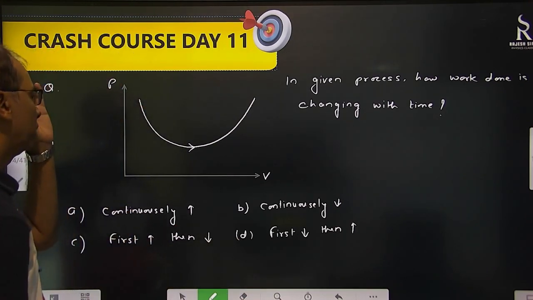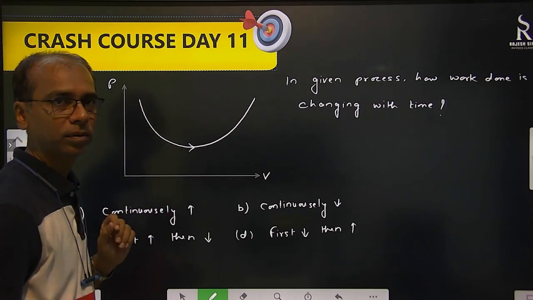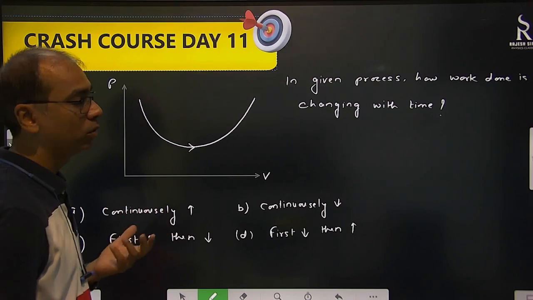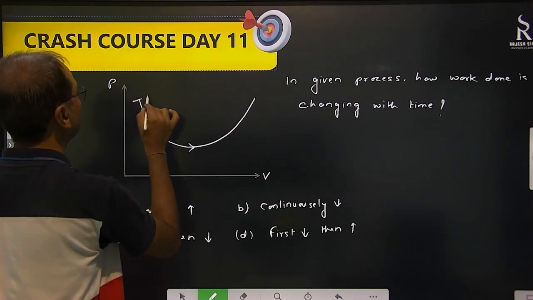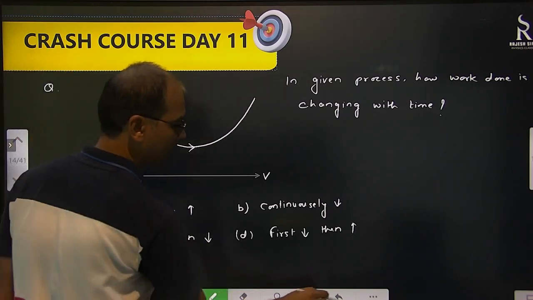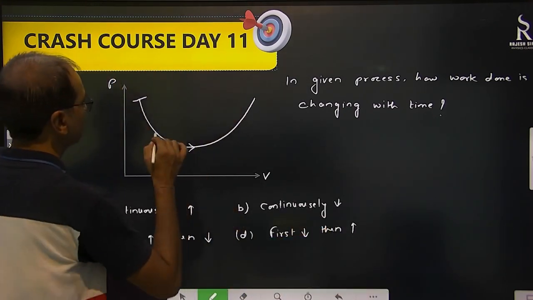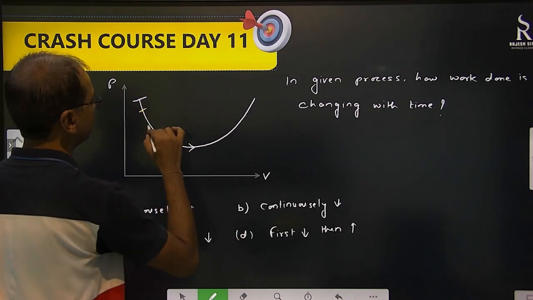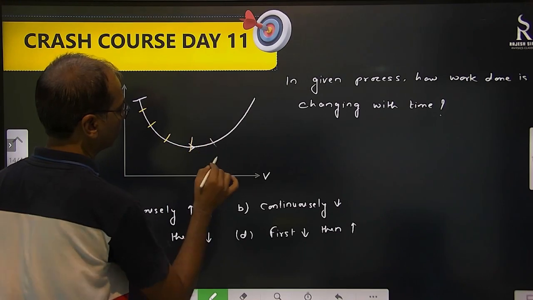Okay, so what we can do? Now, work done means area under PV curve. With time, what is happening? Let's say we are starting from here. Okay, we started from here. And with time, is our position changing? Obviously. After 1 second, let's say you are here. After second you are here. After third second, you are here. After fourth second, you are here. After fifth second, you are here.